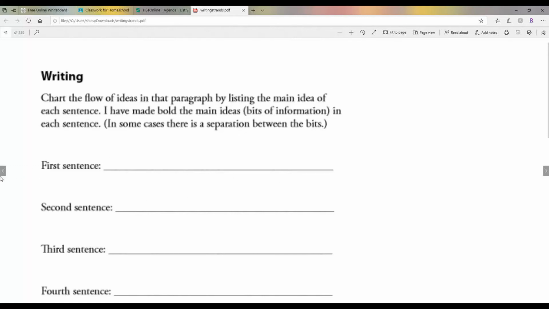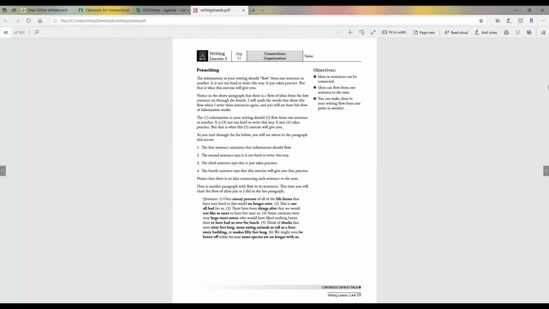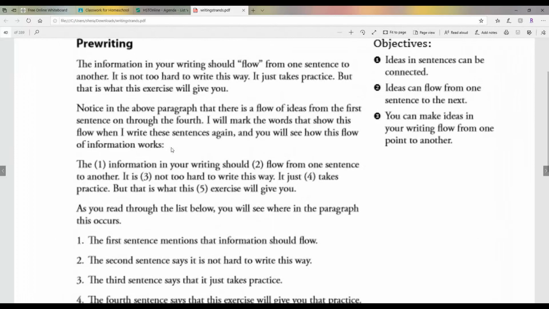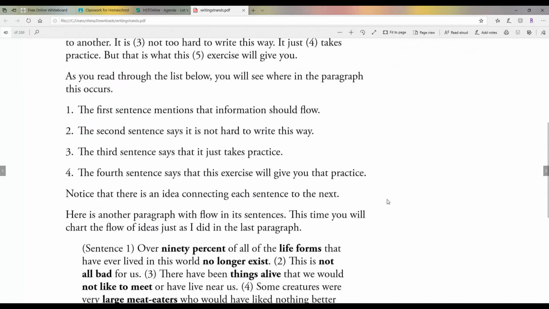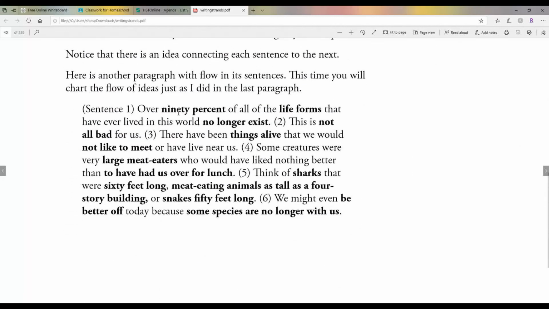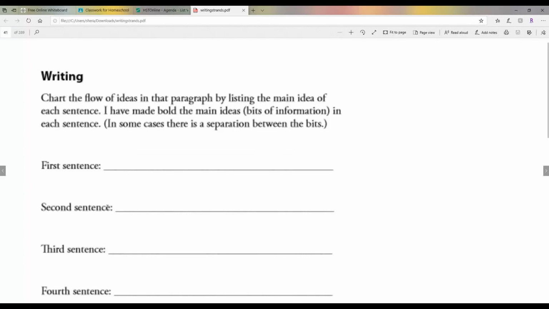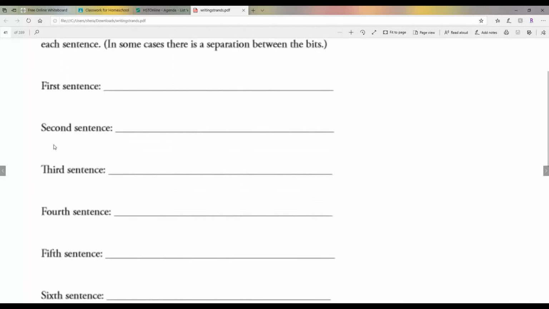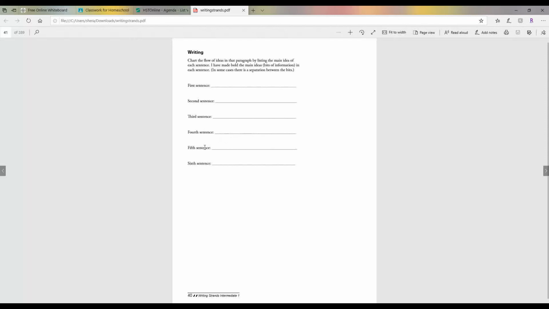So, in other words, where it says first sentence, you would write, I've got to figure this out. Oh my goodness, it just does not want me to get down here, does it? Okay, so on the first one, you would write 90% life forms no longer exist. You'd write just what's in bold on number 1, right here. Okay, and then second sentence, you do the same thing. Go to where it said the second sentence over here. The second sentence, not all bad, is what you'd write there. Okay, and you're just going to do that on each one of these.